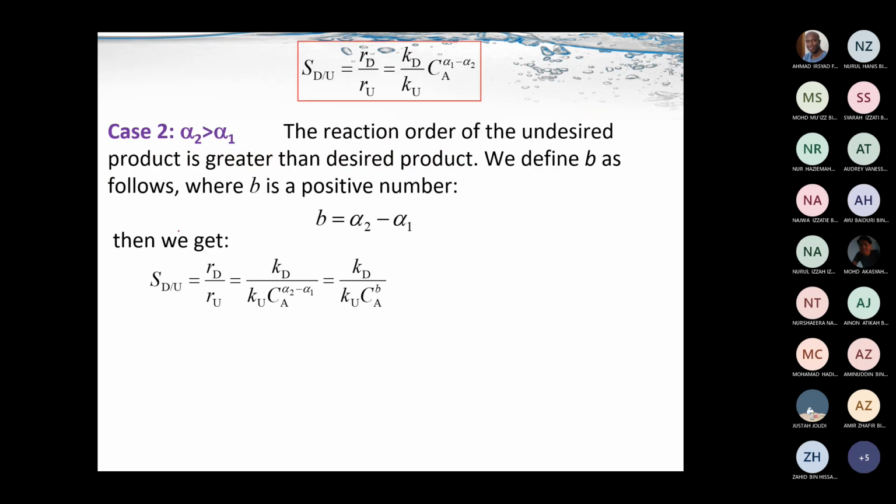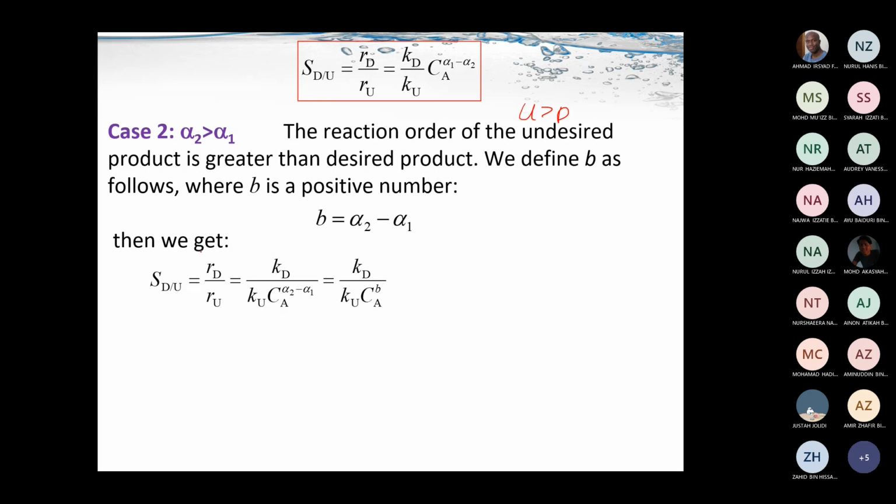So the reaction order of the undesired product is greater than the desired product. Okay, sekarang ni undesired ni lagi power lah daripada desired ni. So we define a new term which is B equal to alpha 2 minus alpha 1. Okay, kita nak letak A sini sebab nanti you confuse lah. So B pula adalah alpha 2 minus alpha 1 tadi. A adalah alpha 1 minus alpha 2.